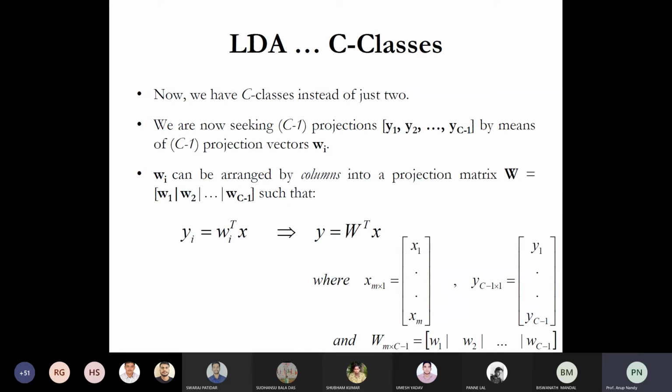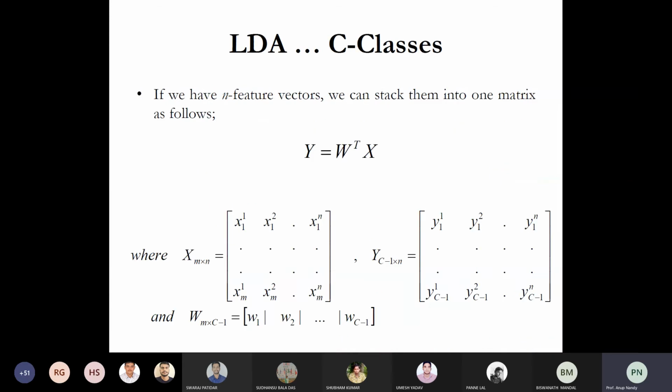Okay, if you just append all the samples from the different classes, you are going to have one fat matrix, where each column represents one sample. Now this Wi can be arranged by columns into a projection vector W, where you have W1, W2, up to W(C-1). Now this W transpose X you can write in this way. So this dimension is m into C-1, as at maximum you can have C-1 projections. So now if you have n feature vectors, you can write it in this way.